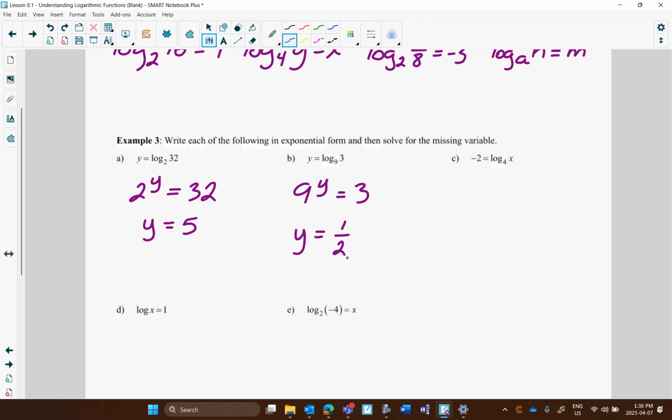Well, this one, when you change it to exponent form, it's going to look like this. This time, the missing item is not the exponent, it's the answer to 4 to the -2nd. Whatever that answer is, which would be, well, what's 4 to the +2nd? What's 4 to the -2nd? Negative exponents mean fraction. 1/16.